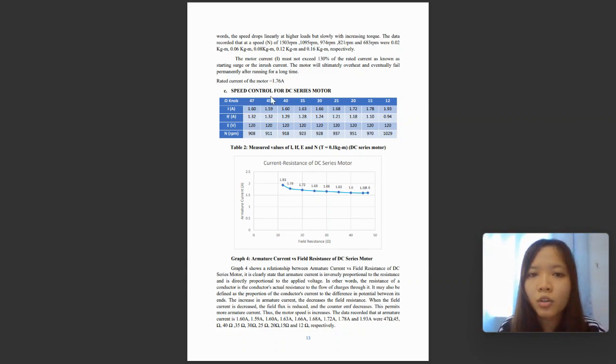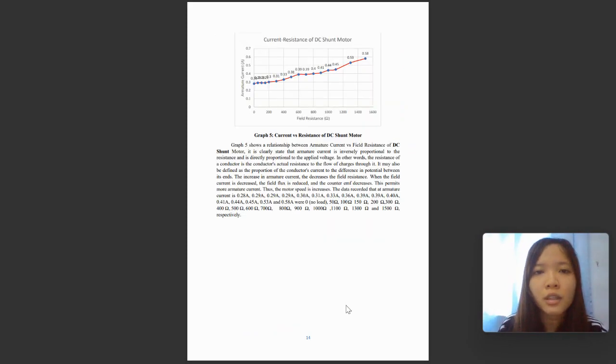This one is the speed control for the DC series motor. As you can see, with the increase in armature current comes a decrease in the field resistance. When the field current is decreased, the field flux is reduced and the counter EMF is decreased. The last one is the current versus resistance of the DC shunt motor. Armature current is inversely proportional to the resistance and directly proportional to the applied voltage.